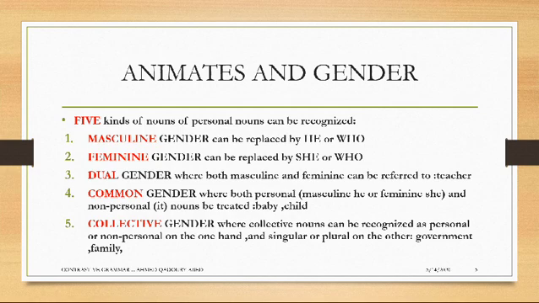The last type of gender for personal nouns is collective gender, where collective nouns can be recognized as personal or non-personal, for singular or plural on the other hand. For example, government. You have learned that we can say the government is or the government are. The team is, the team are. And this is called collective gender.